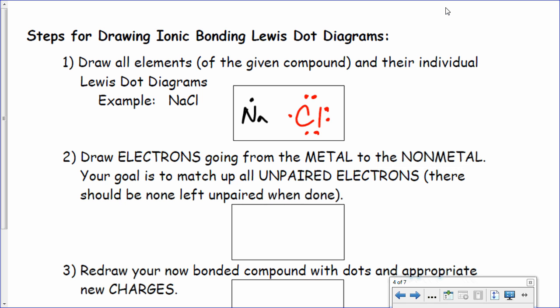Okay. So the second thing we do, we draw the electrons going from the metal to the nonmetal. Your goal is to match up all the unpaired electrons because we're matching up unpaired electrons to make bonds, essentially. So you draw this sodium with its electron there, and the chlorine with its 7 electrons here, and you show the metal losing its electron to the nonmetal, like that. That's showing the transfer of the electron. Circling it and arrowing over means that it's transferring, it's moving along.